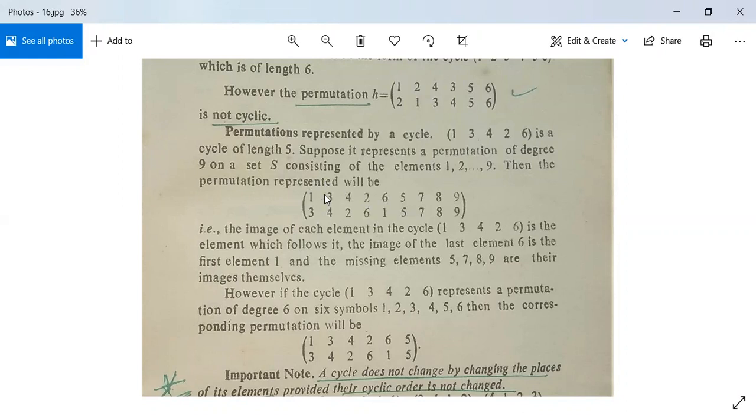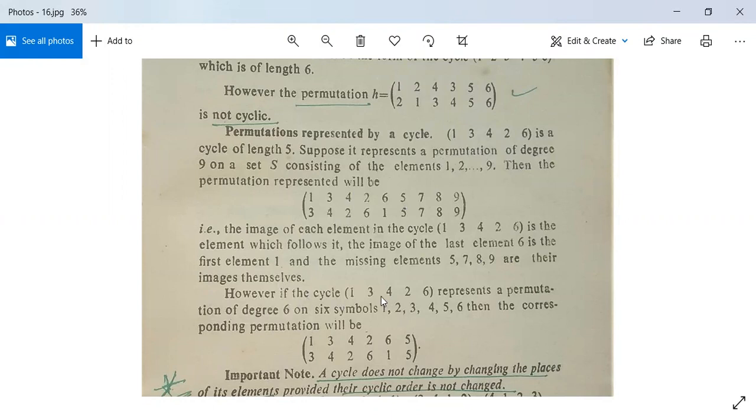So it is a cycle of length 5. It represents a permutation of degree 9. Rest 4 elements are left unchanged. That is, the image of each element in the cycle (1 3 4 2 6) is the element which follows it. The image of the last element 6 is the first element 1, and the missing elements 5, 7, 8, 9 are their images themselves. तो इनमें कोई चेंज नहीं है और इन्हीं में चेंज है, तो ये हो जाएगा साइकिल ऑफ लेंथ 5.